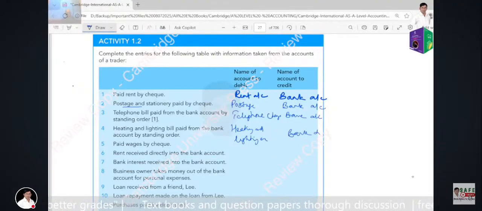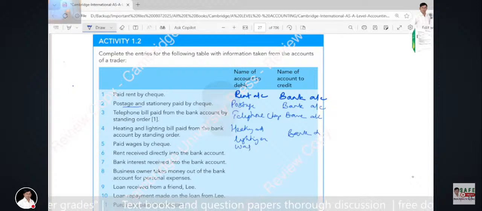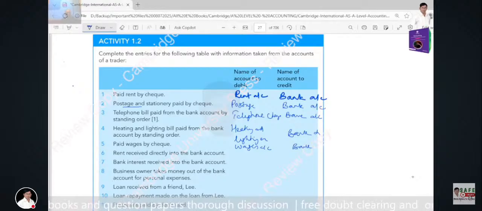Paid wages by check. So what is happening? Wages, and credit the bank, because money is going out of the bank. Rent received directly into the bank account. What is happening? Money is being received, so the bank account will be debited because money is being received. Rent received.